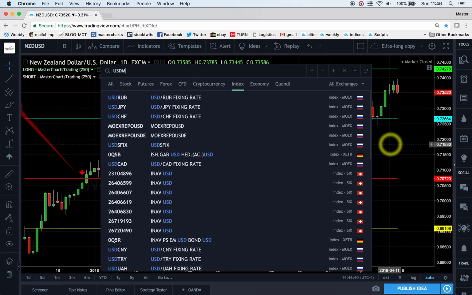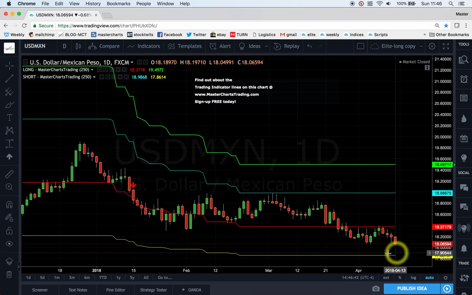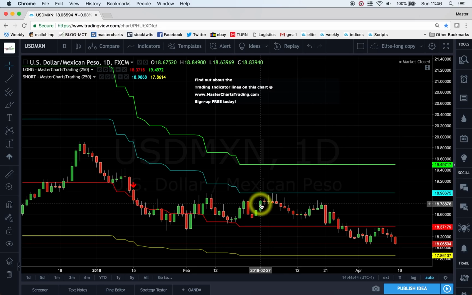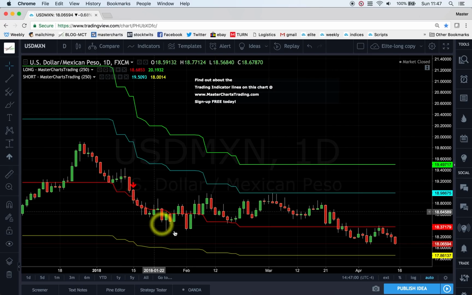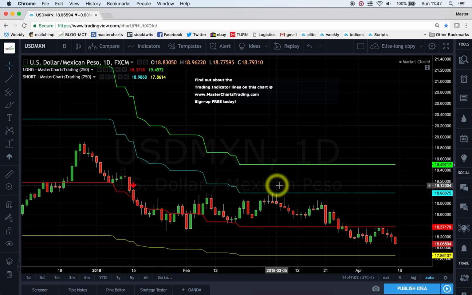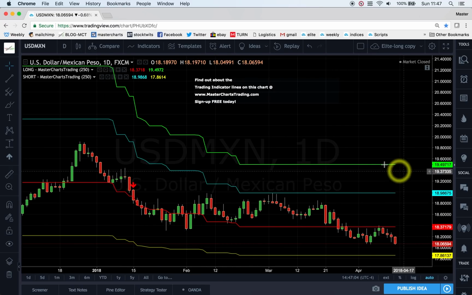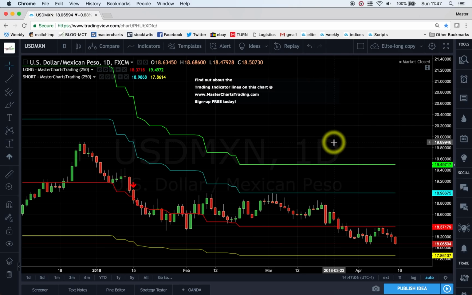US dollar Mexican peso, bearish, and again, you can see a very nice touch right there on the 2nd of March, just a beautiful rejection, and then sell. So this is a bearish chart. You can see there was a one arrow here back on the 15th of January. Pretty decent gain here as well. So right now Mexican peso is still gaining versus the US dollar.